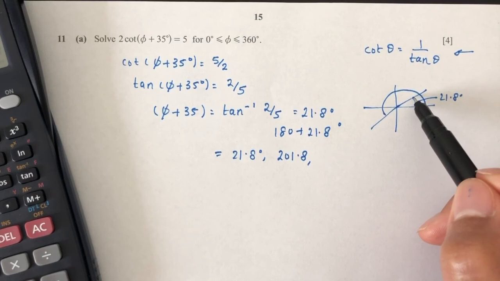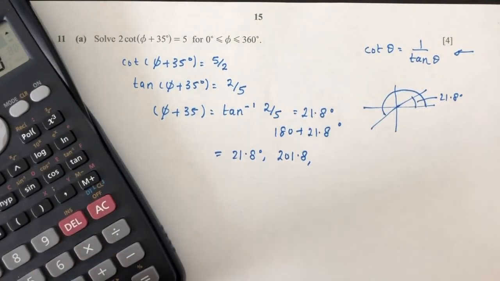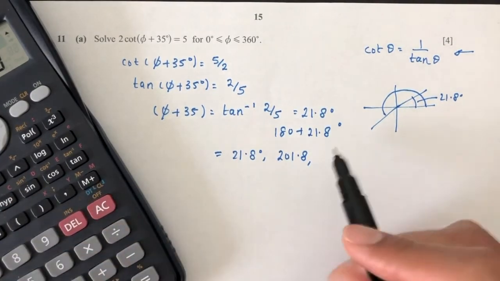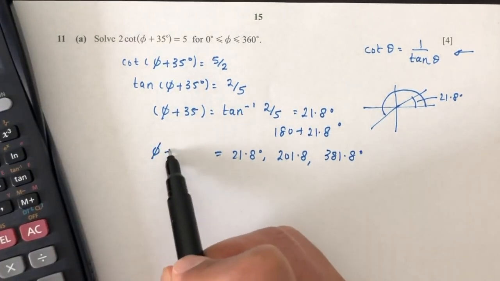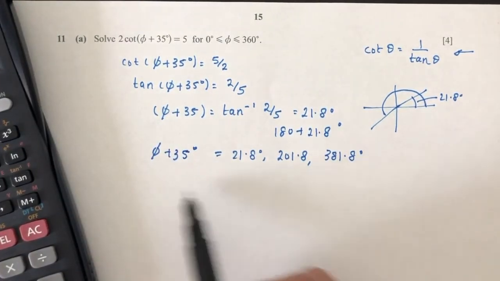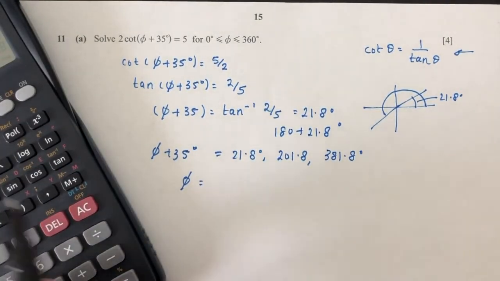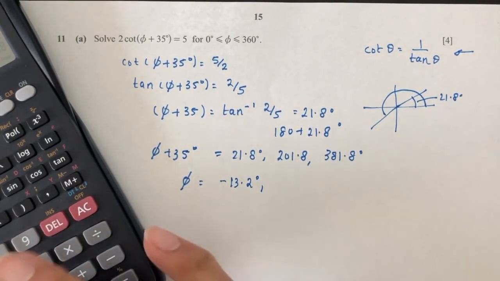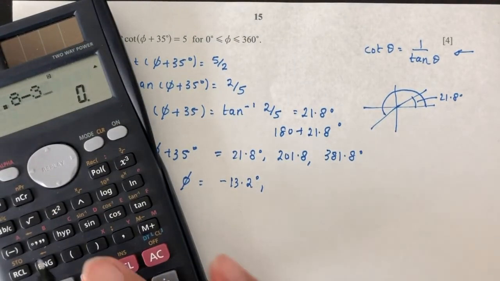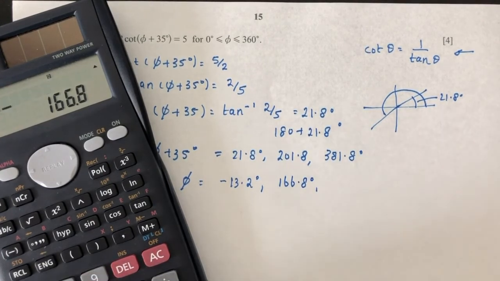Now let's see if we have any other solutions. Let's try to add 360 to this one. That will be 21.8 plus 360, that will be 381.8. Because this is phi plus 35, now let's simplify. So phi will be 21.8 minus 35. That will be minus 13.2. Now 201.8 minus 35 will be 166.8. And then this one, 381.8 minus 35, that will be 346.8.